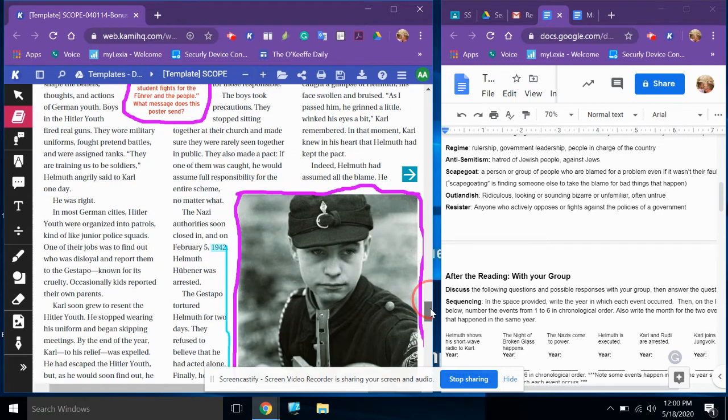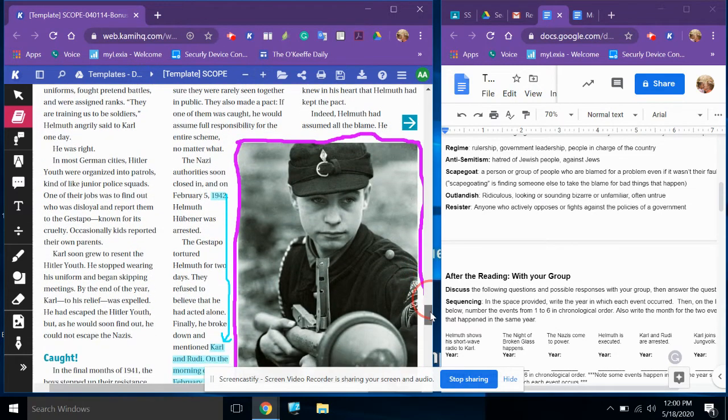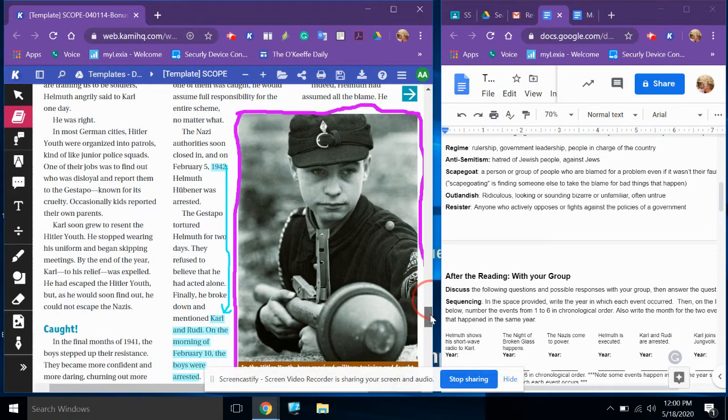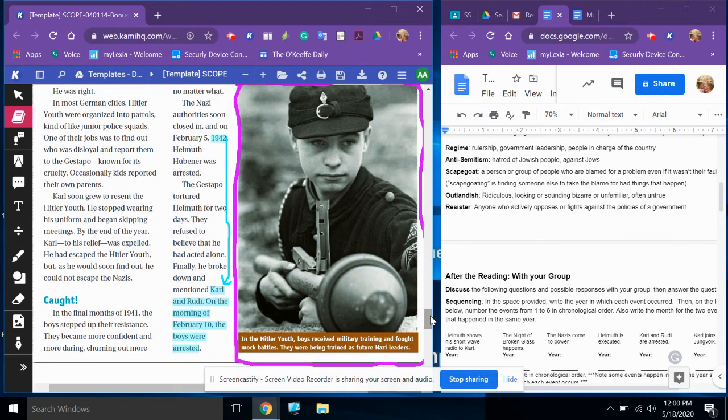The Nazi authorities soon closed in, and on February 5, 1942, Helmuth Huebner was arrested. The Gestapo tortured Helmuth for 2 days. They refused to believe that he had acted alone. Finally, he broke down and mentioned Carl and Rudi. On the morning of February 10th, the boys were arrested.